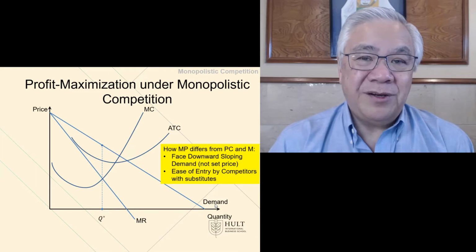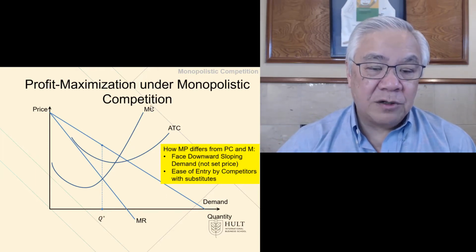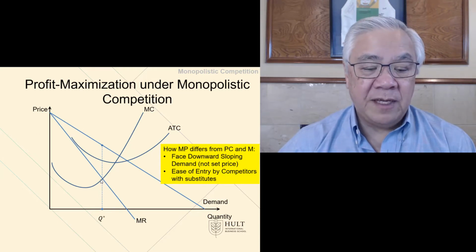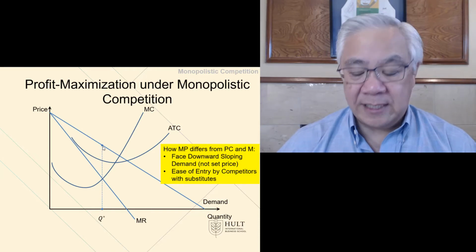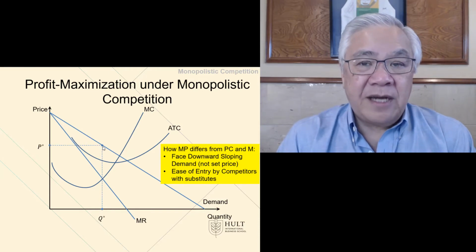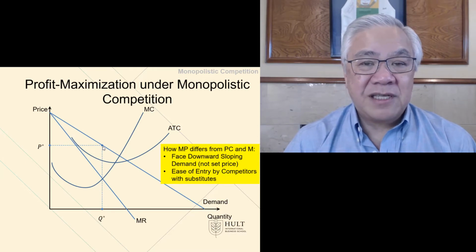So therefore, you guess what? Marginal revenue equals marginal cost. You take your marginal cost compared to your marginal revenue, that sets the Q. The Q then translates up to demand to set the price. And that's how price is set in monopolistic competition. Now, so far that looks just like a monopoly.